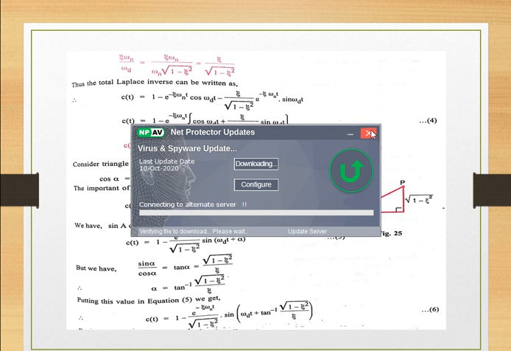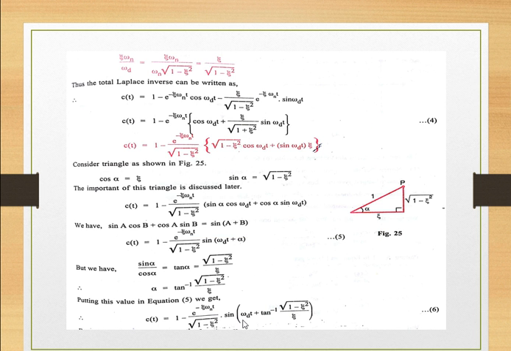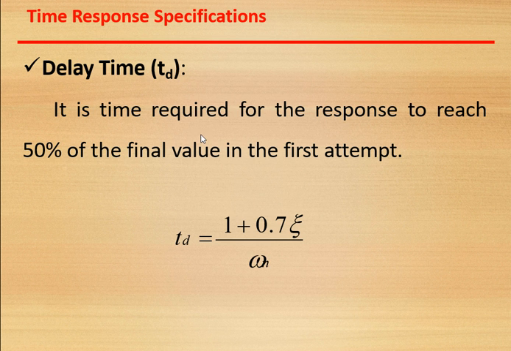You have to put T is equal to TD, because the delay time is the time required for the response to reach 50% of value. So I am just giving you an idea so that you can calculate afterwards if you want. Just make a note of that, and consider that your assignment related to this chapter or this unit.